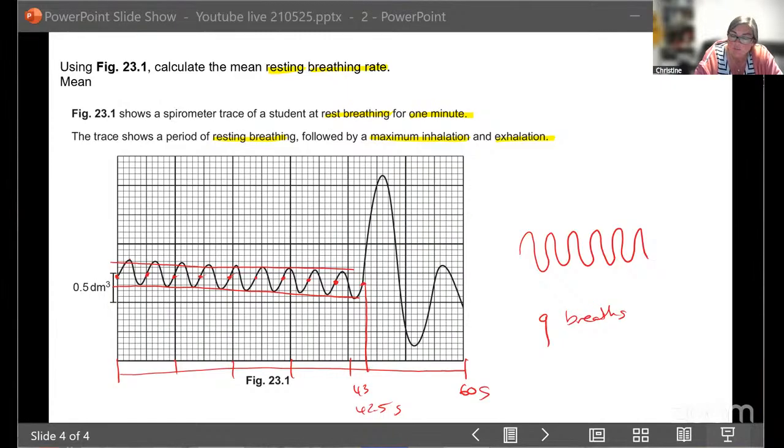Because I did 9 breaths, but it wants me to get my breathing rate, I would work my breathing rate into rate per minute. How many breaths did I do per minute? I would have to do a calculation on that one. So if I do 9 divided by my 42.5, let me just do that again, 9 divided by 42.5, and then I times that by 60, that gives me my total breaths to be 12.7. Oh, hold on.